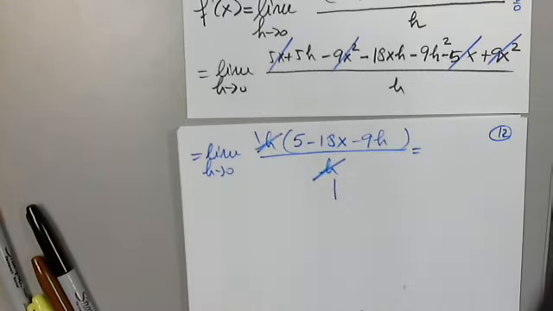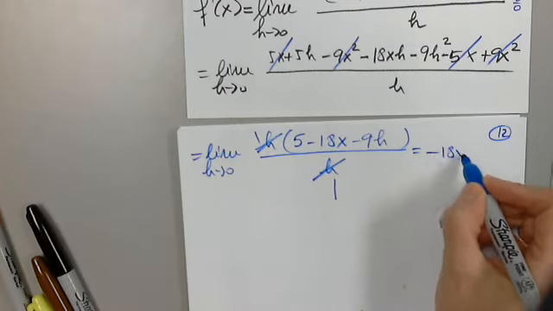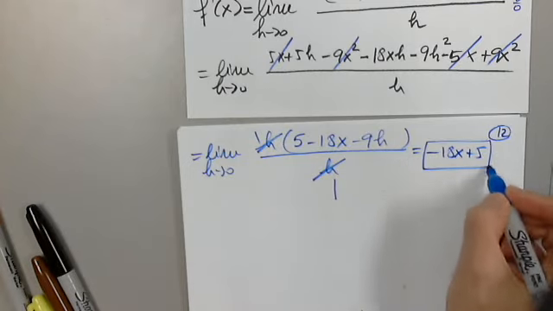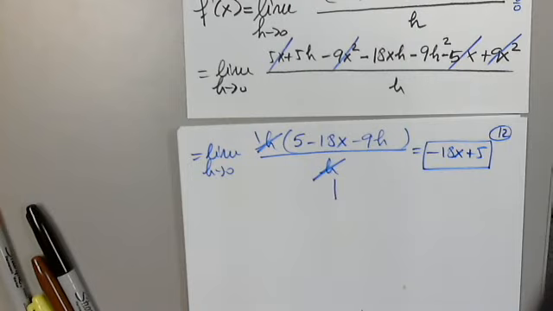Obviously, the problem of 0 over 0 is eliminated right now because h approaches 0. And then the final simplified form is negative 18x plus 5. And this is the function that gives the rate of change of the original function at any point x. Why at any point x? Because this is a polynomial. The polynomial is differentiable everywhere. It will have a derivative everywhere. It will have a tangent everywhere. It will have a slope of the tangent everywhere.